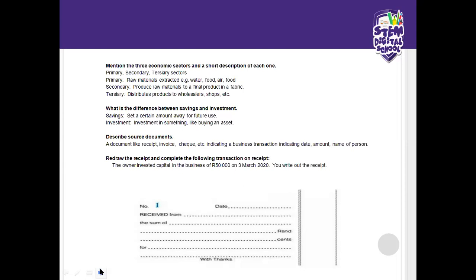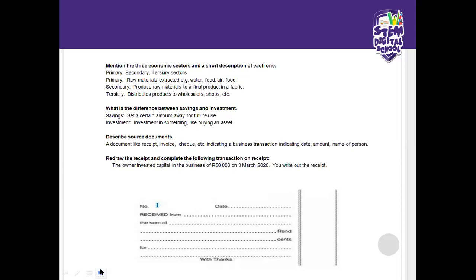The secondary sector, then you should have said something about producing raw materials into a final product in a factory, or if you have maybe given an example here to say, for instance, you take the primary sector's wool from the sheep, and then you produce a jersey of it, then that forms part of the secondary sector, then also a mark for you.